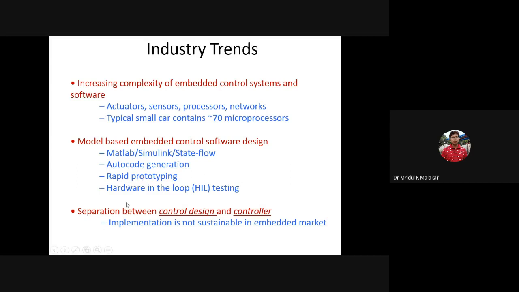Next is the separation between control design and the controller. Sometimes we make the controller and the control design simultaneously. But industry doesn't want to merge these things, because the controller is the complete system, and the control design is the control algorithm design or some sub-circuit of the system. It should be sustainable in the embedded market, and if you make them together, it may not be sustainable. So this is the industry trend.